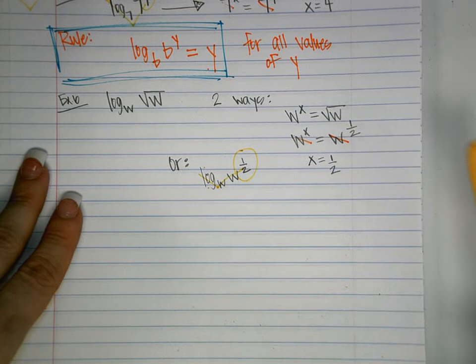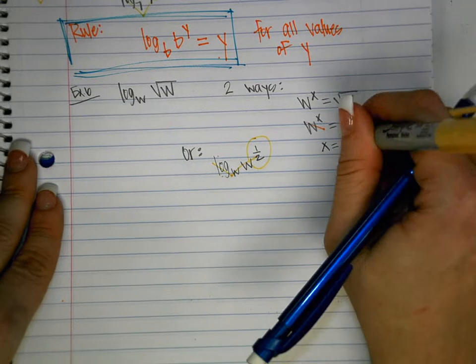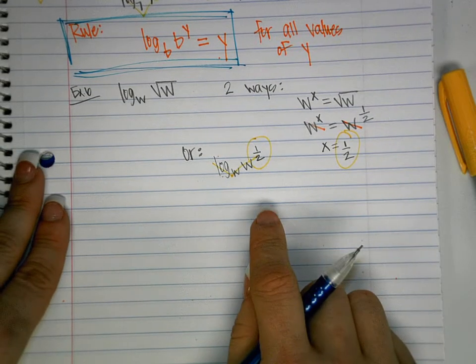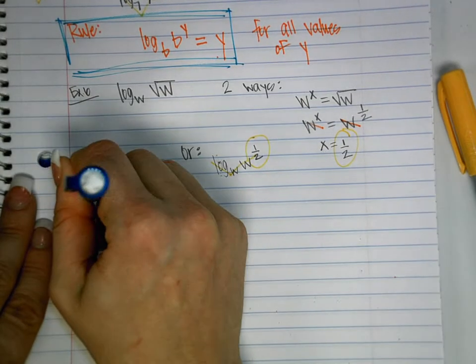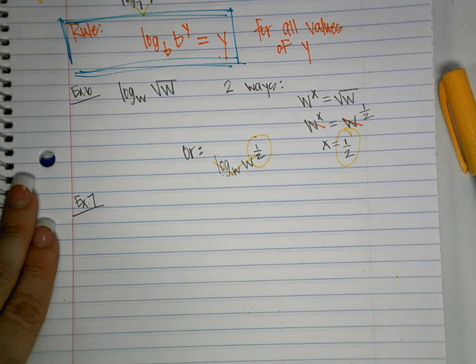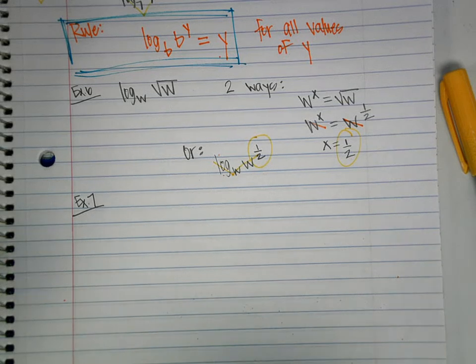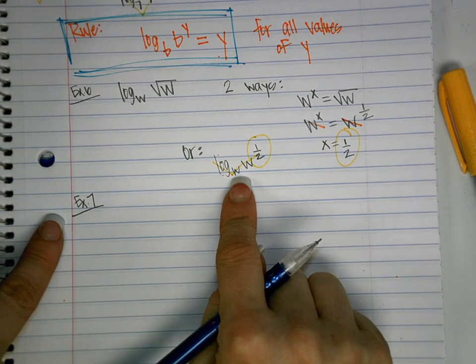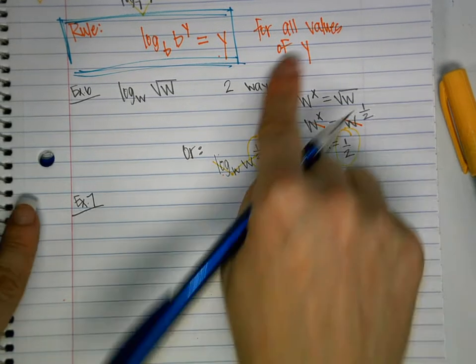It does not matter which way you do this. Both will give you the same answer. What if your question was log base w of root w, and then it had like a 1/2 on the outside of the root? That doesn't work. That doesn't make sense. Okay, we'll get there when we get there. This is just, if you can make it so the exact base and this is exactly the same, then you can just eliminate them and you don't have to do this whole process.